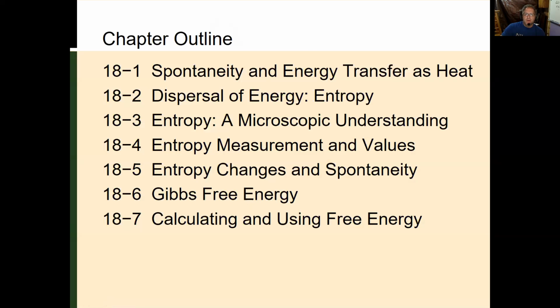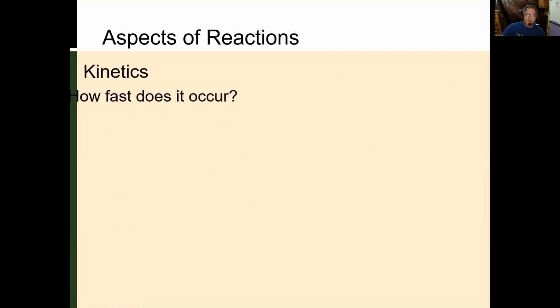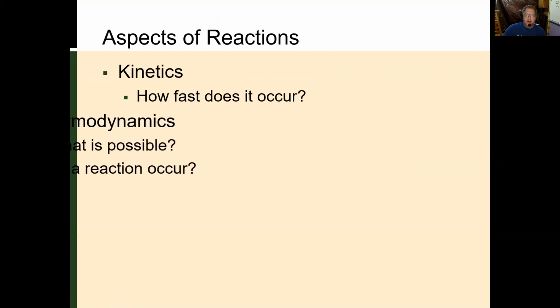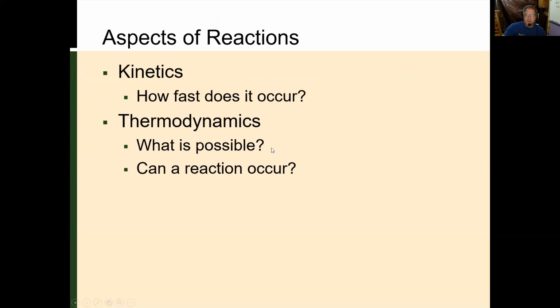Okay, here is the chapter outline, and we're going to focus on different aspects of reactions. We're going to look at kinetics, in other words, how fast a reaction occurs. We covered that in chapter 14, so we have a pretty good idea of that. But the other thing is whether a reaction is possible or not. Can a reaction occur?